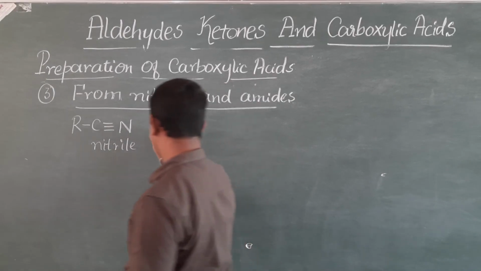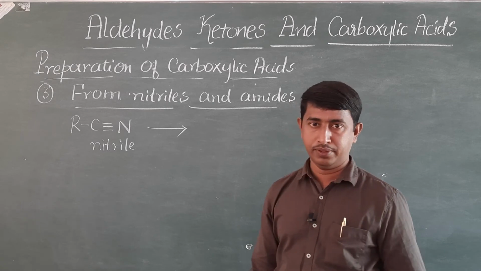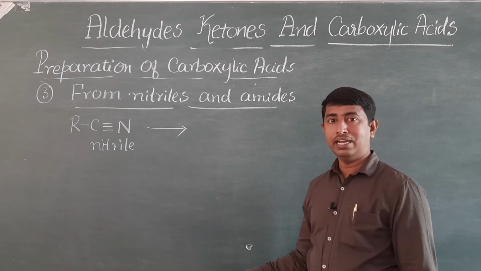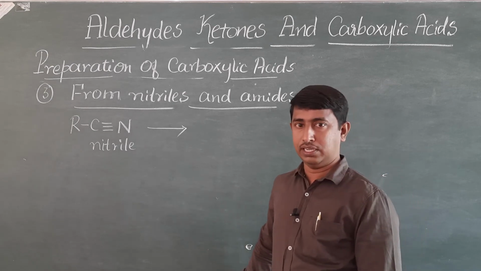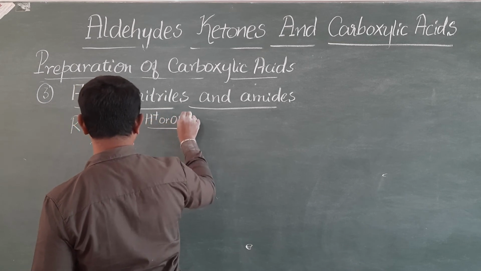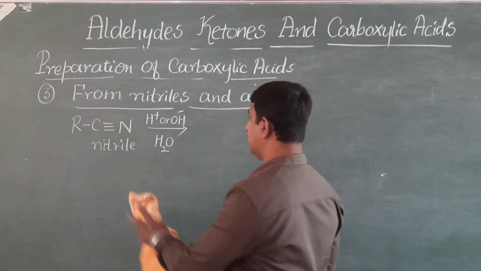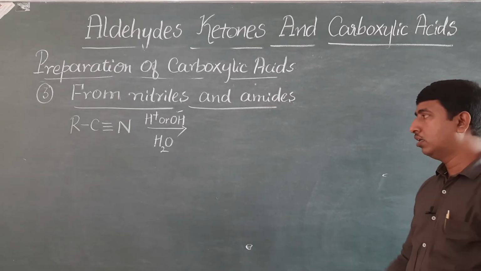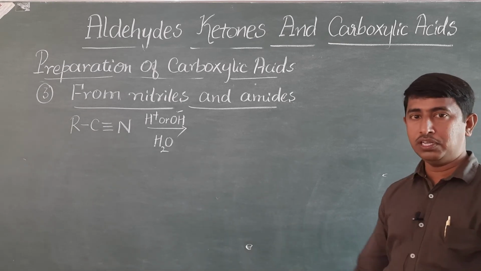When this nitrile is hydrolyzed by using either a dilute solution of an acid or a dilute aqueous solution of a base, so I can write H plus means acid, OH minus means base. Dilute solution of an acid or dilute solution of a base. So we are carrying out hydrolysis of what?